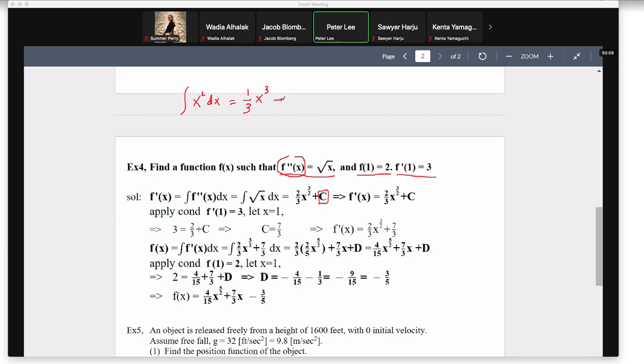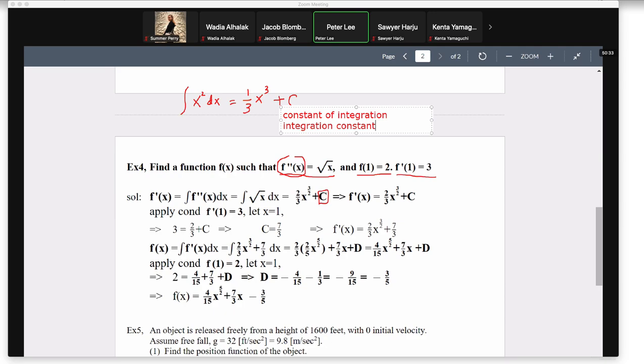This plus c right here, we call this the constant of integration. We call this constant the constant of integration, or the integration constant.